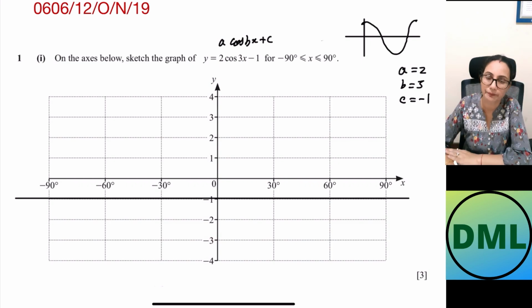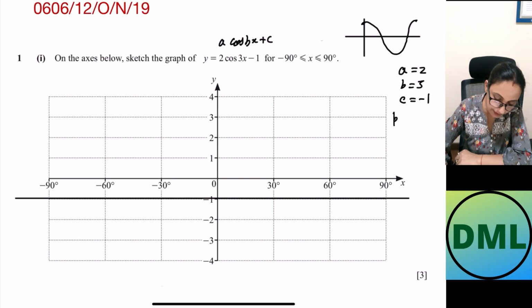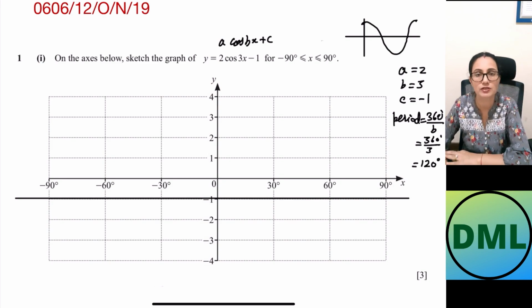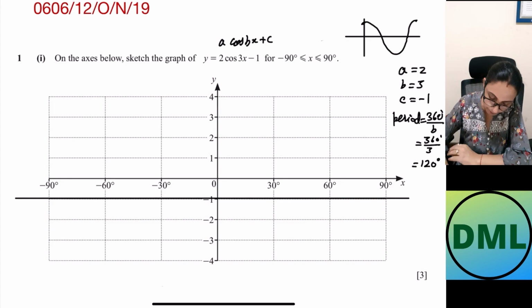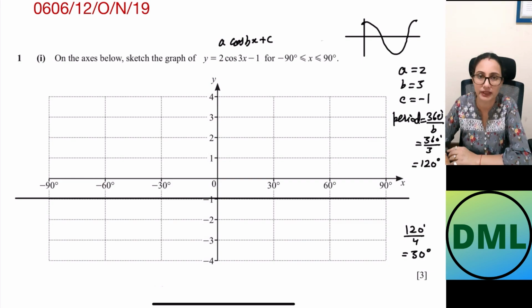Let's find out our period now. The period will be given by 360 degree over b value. The value for b is 3 here. Let's substitute the value here, divided by 3, that is equals to 120 degree. That means my period is 120 degree. My cycle completes in 120 degree. 120 degree should be divided into 4 equal parts. Let's divide it. 120 degree divided by 4 is equal to 30 degree. That means it will divide into 30, 60, 90 and 120.